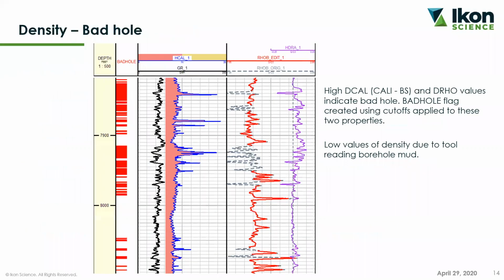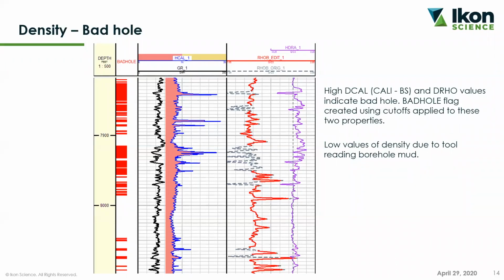Here's an example of some bad hole condition affecting the density log. In this display, I've also calculated a bad hole flag. The bad hole flag is based on the DCAL, which is the difference between the caliper and the bit size, and the DRHO log. We use a cutoff on that to create a bad hole flag from 0 to 1. We use this as a guide, not as a de facto statement that this is bad hole or this is not bad hole, just as a visual guide.